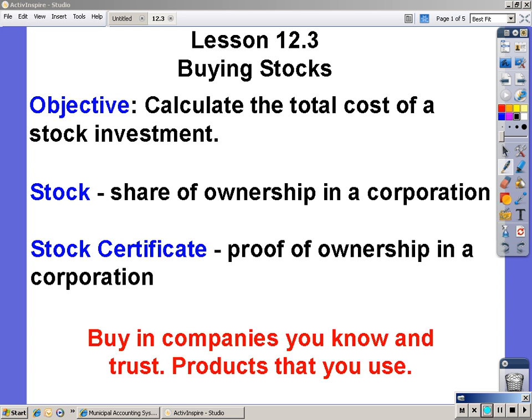And the smartest thing someone ever told me was buy in companies you know and trust. Buy stock in companies of products you use. Don't buy something if you don't use it. If you know it's a good product, then go ahead. But if you don't use it, don't buy it.